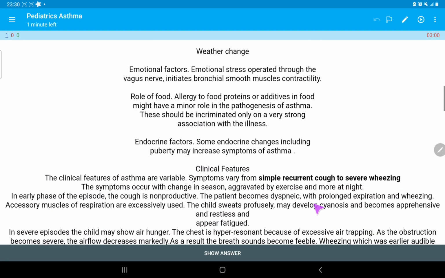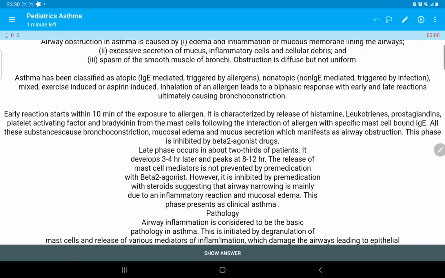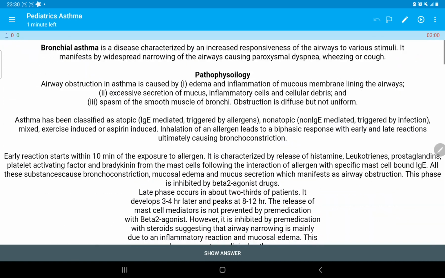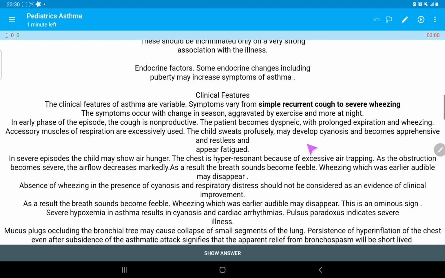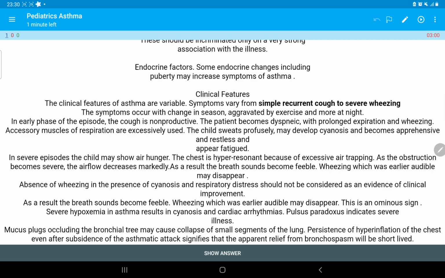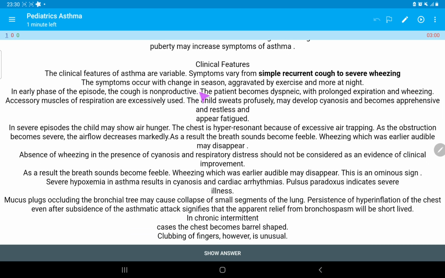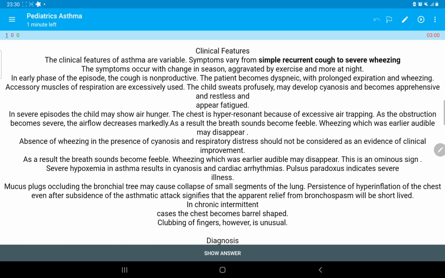Now the clinical features. The patient presents with three things: dyspnea, wheezing or cough. The cough is non-productive, normally a dry cough. Symptoms vary from simple recurrent cough to severe wheezing. Symptoms occur with change in season, are aggravated by exercise, and are more at night.